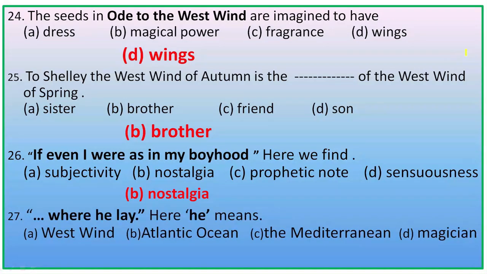Next, 27. Where he lay. Here he means, obviously, the Mediterranean Sea. The lines are in the third stanza of the poem Ode to the West Wind. Where he lay lulled by the coil of his crystalline streams. So the right option is C, the Mediterranean Sea.